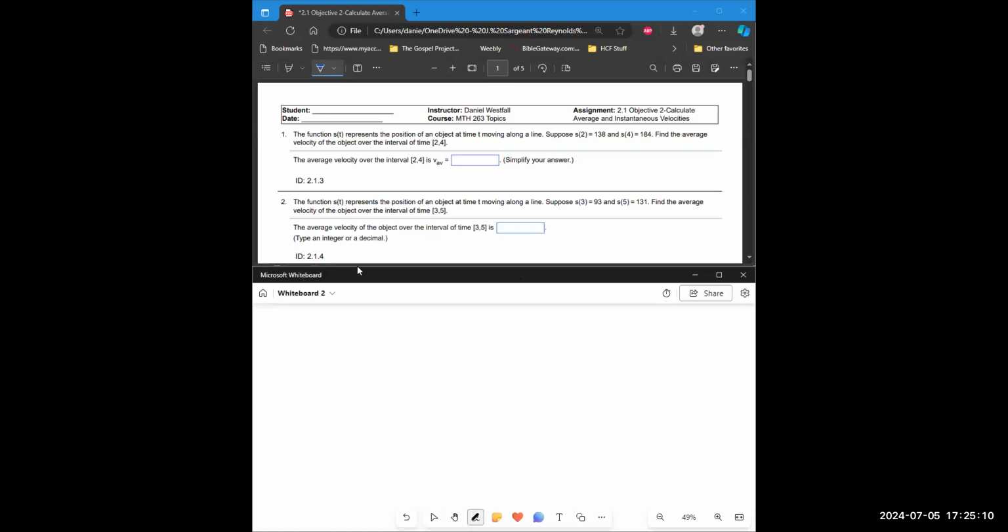The function s of t represents the position of an object at time t moving along a line. Suppose s of 2 is 138 and s of 4 is 184. Find the average velocity on the interval from 2 to 4. So that's going to be 184 minus 138 over 4 minus 2, which is 46 over 2, which is 23.